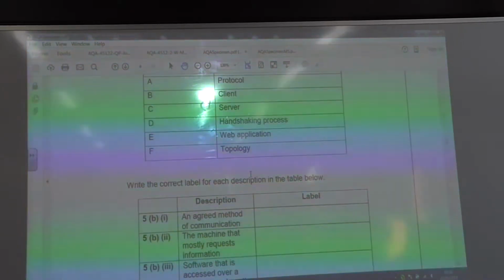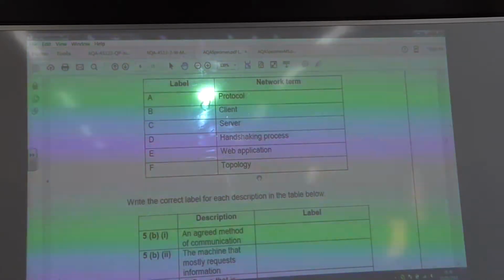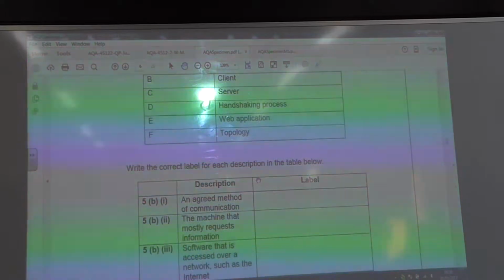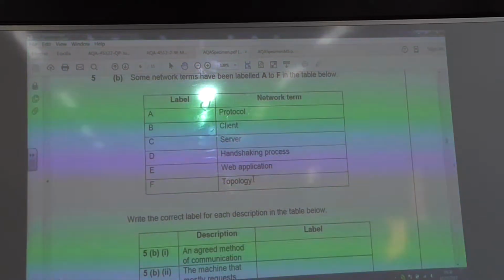Did Mr. Cowie cover this with you in the internet part? Which bit? The protocol. So what's an agreed method of communication called? Handshake. No. Okay. People always get those two mixed up. Yeah, it just sounds like it should be. What is it? Protocol. A protocol is an agreed set of rules.